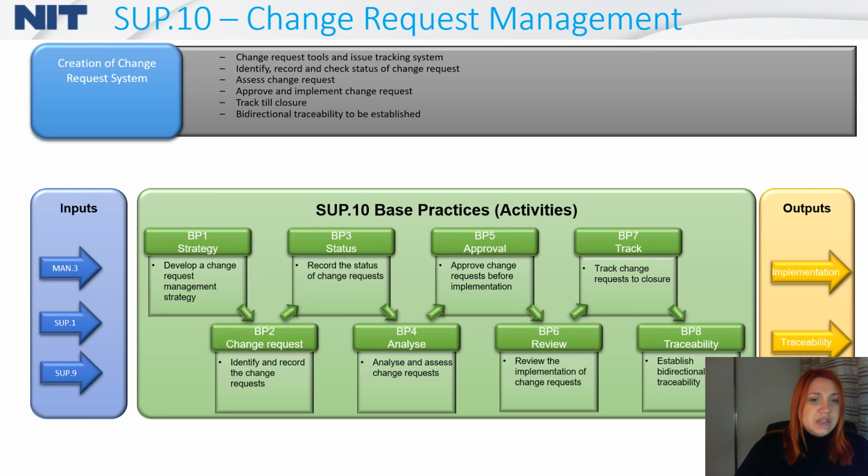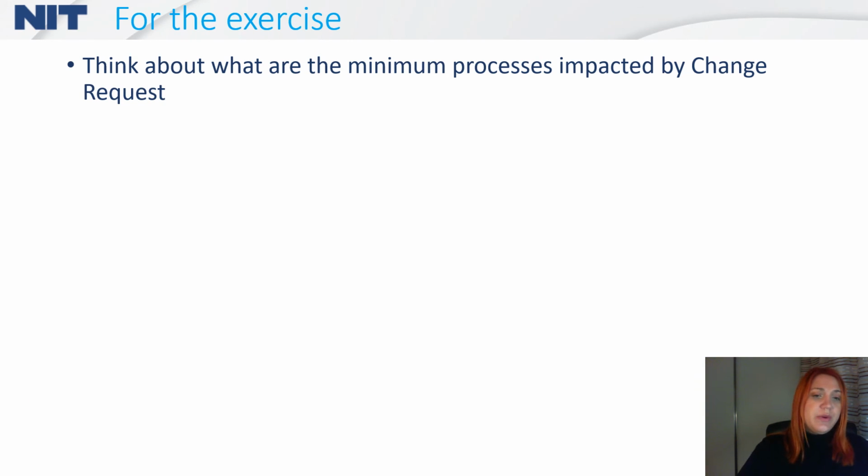For creation of the change request system, we need to have the tools for change request and issue tracking systems. We need to, as we said, identify, record, and check statuses of the change requests. We need to track them till closure, approve them, and bidirectionally trace them. Since we finished our lecture, please think about what the minimum processes are which are impacted by a change request. This will help you in the exercise that I will give you on the live session.